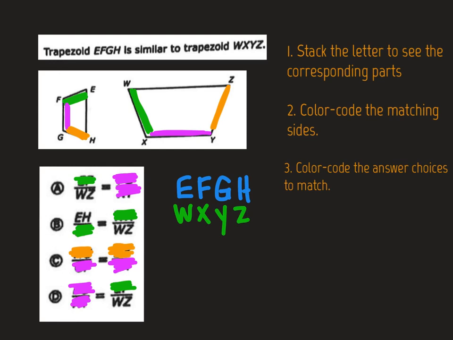Whatever is left should be the last sides that correspond. I could either match them up by the first letter and the last letter, or it can just be these last segments that I haven't colored. So that's what I'm going to do. EH, WZ. EH, WZ.